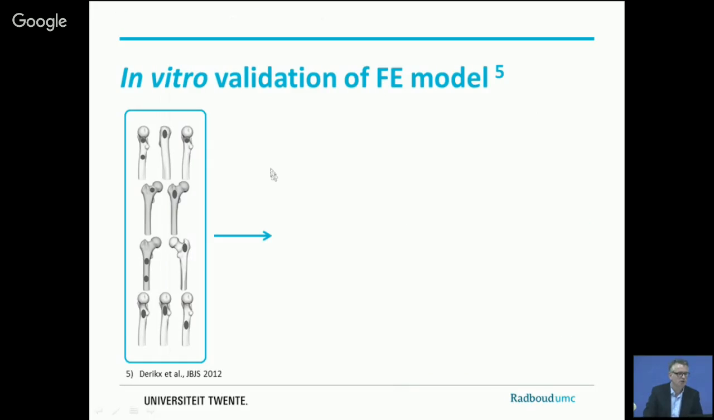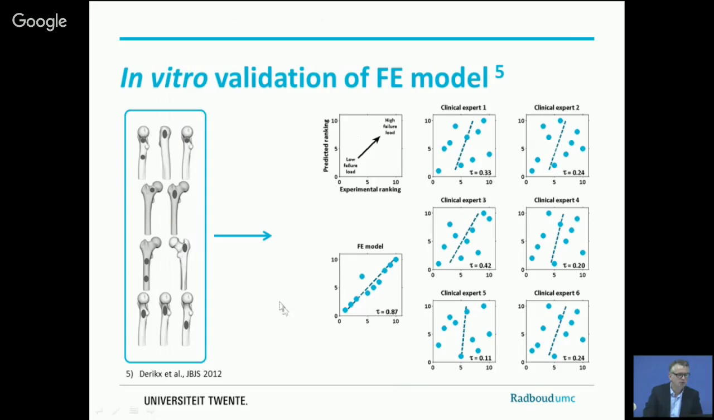Okay. So what we saw is for these 10 bones, but we have done more bones, that this is our finite element model. The strength. So this is what we measured, and this is what the model predicted. So we made one mistake here.